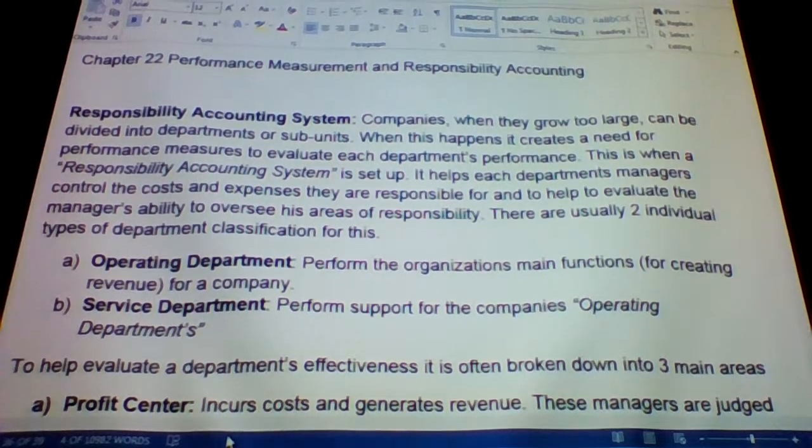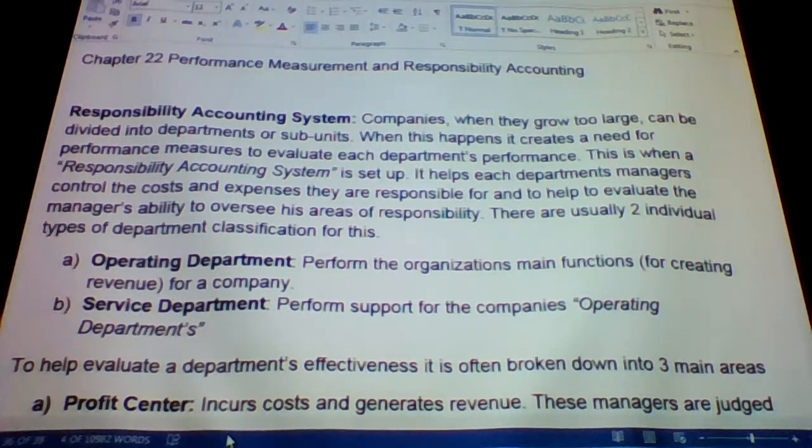Anyways, we're going to talk about responsibility accounting systems right now. Companies, when they grow too large, can be divided into departments or subunits. When this happens, it creates a need for performance measures to evaluate each department's performance. This is when a responsibility accounting system is set up. It helps each department's managers control the costs and expenses that they are responsible for, and to help evaluate the manager's ability to oversee his areas of responsibility.